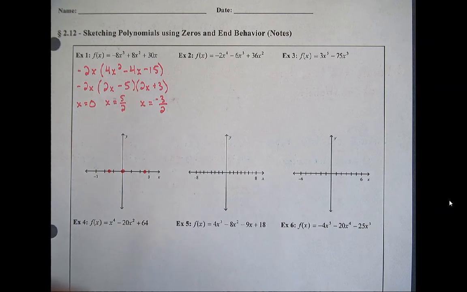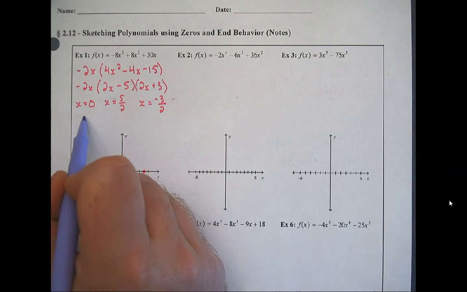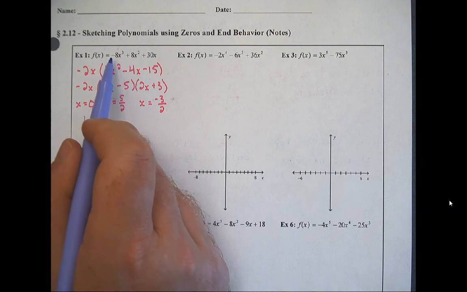Now I've got to figure out which way my graph moves. Since this is a polynomial, it's going to be a nice smooth curve through all of it, but I don't know which way the ends are pointing. That's why I want to look now at the leading coefficient and the degree. My leading coefficient is negative.